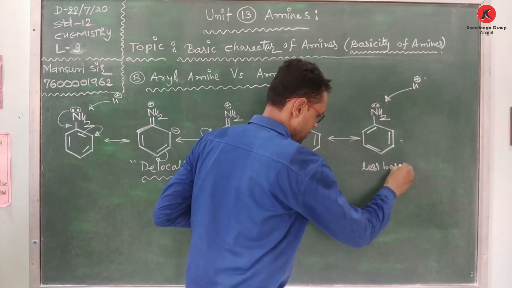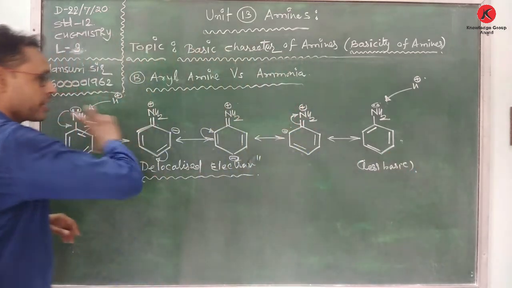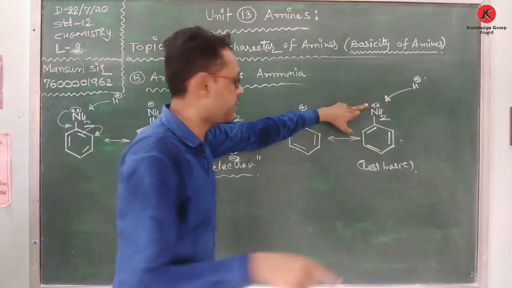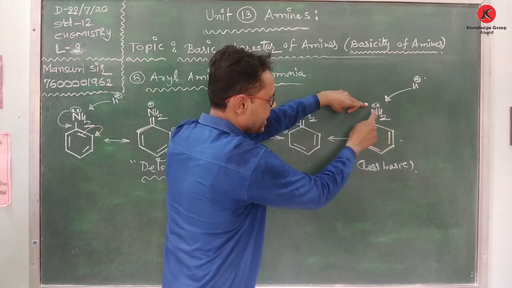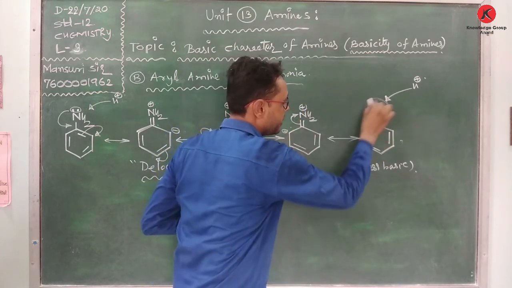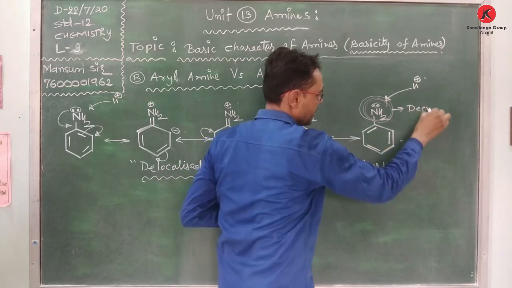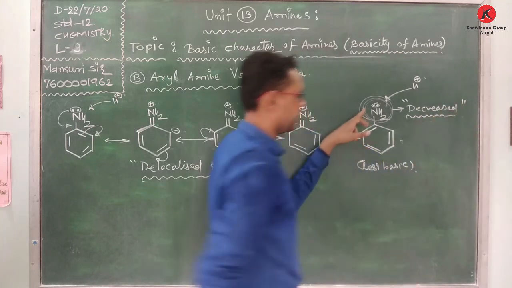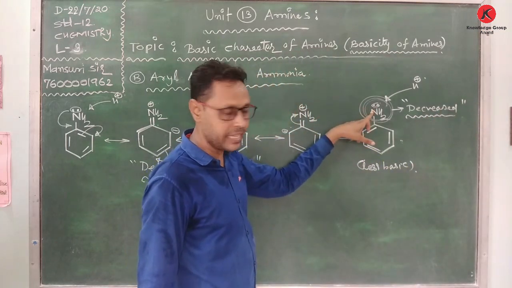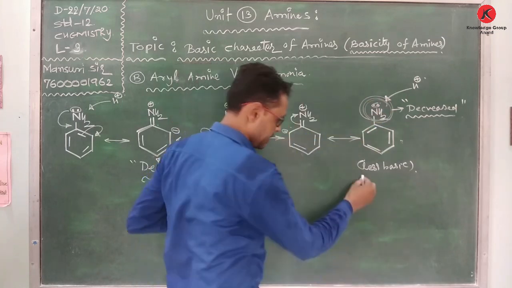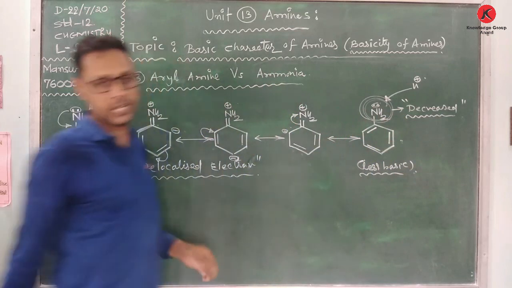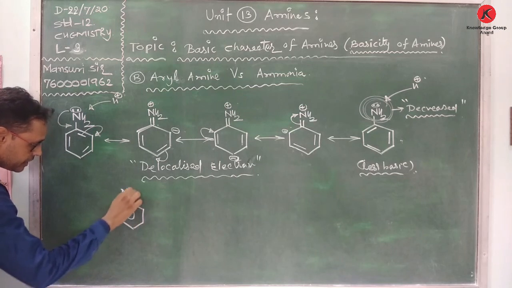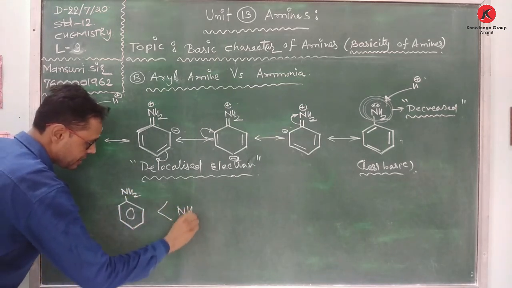So we can say that due to resonance, the electron pair on nitrogen is delocalized, that is why the electron density on nitrogen is decreased, and due to the decreased electron density, it becomes less basic. So aniline is less basic than ammonia.